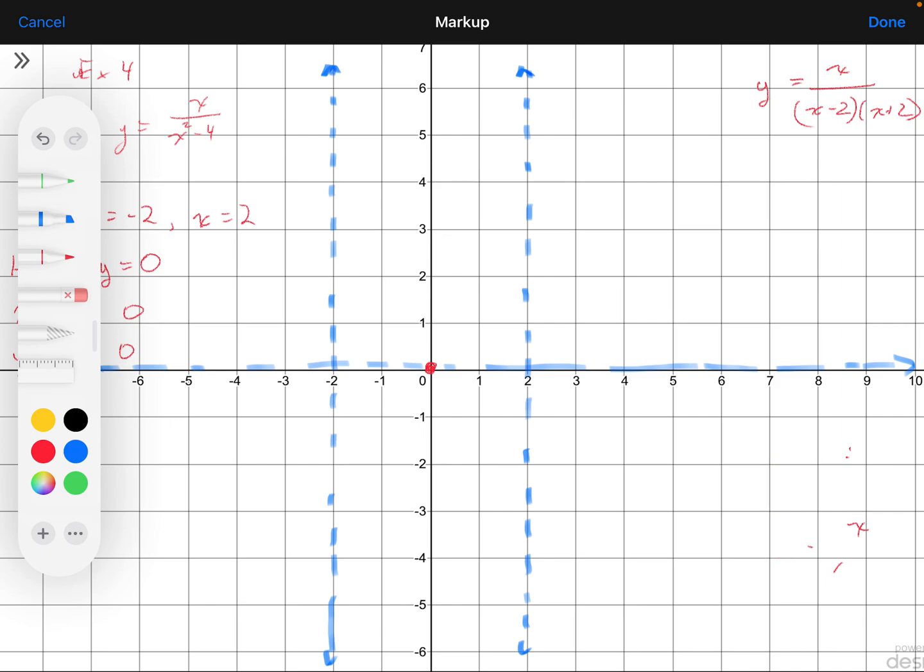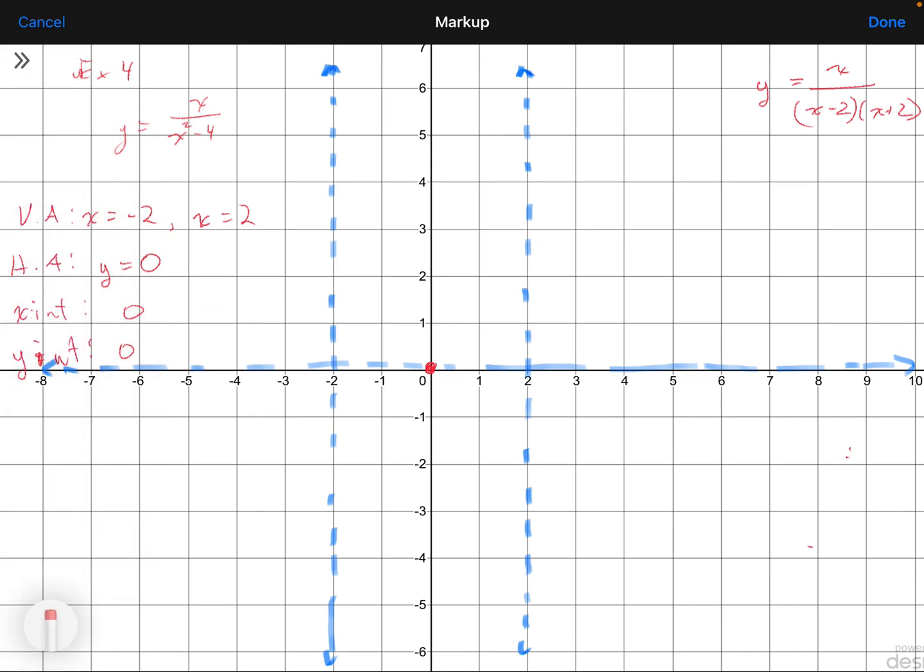So what do I notice? I notice that I have 3 sections of my function. I'm just going to erase this because I put that information. What's going on over on this side, what's going on in the middle, and what's going on over here.